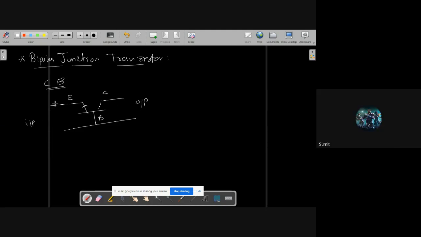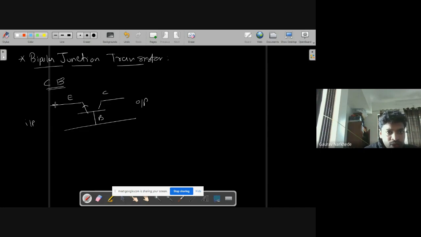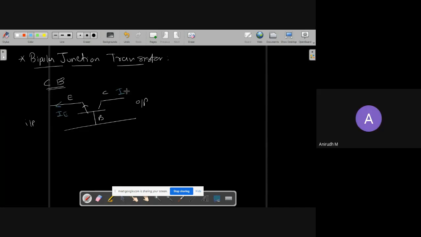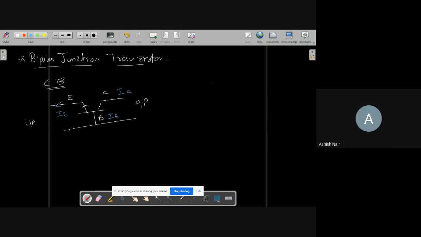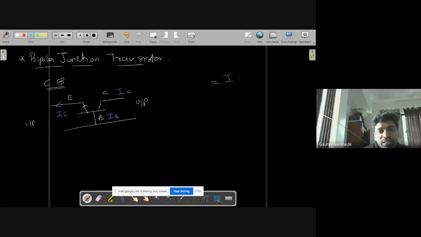Now, what is this current? IE. What is this current? IC. What is this current? IB. Then what is the current gain for common base configuration? What we have seen is output by input, output current by input current. That is IC by IE.